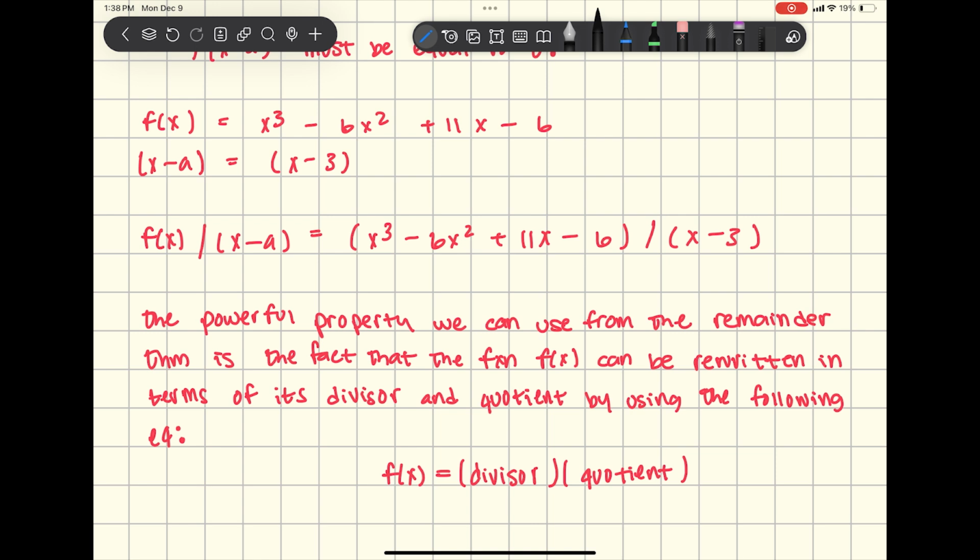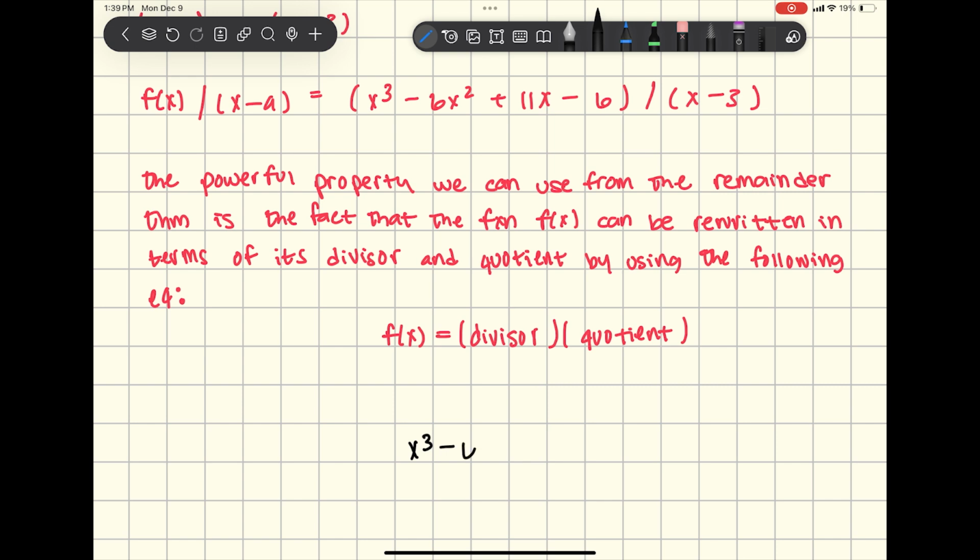So remember from long division that whatever is on the top or in the numerator goes within the division house. So on the inside, we're going to have x cubed minus 6x squared plus 11x minus 6. And the denominator, or in other words, the divisor, goes on the outside. In this case, our x minus 3 expression.